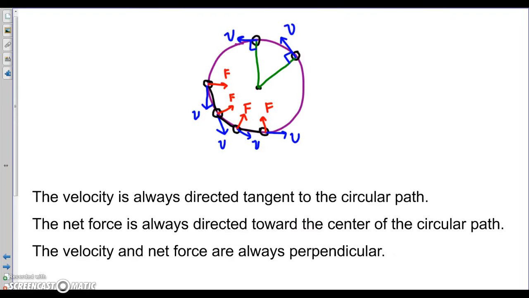Here's what we can say about those two vectors and their directions. Take a moment to read the screen.